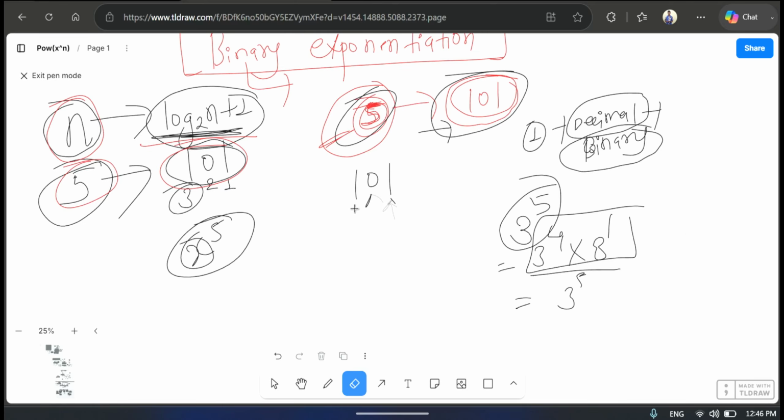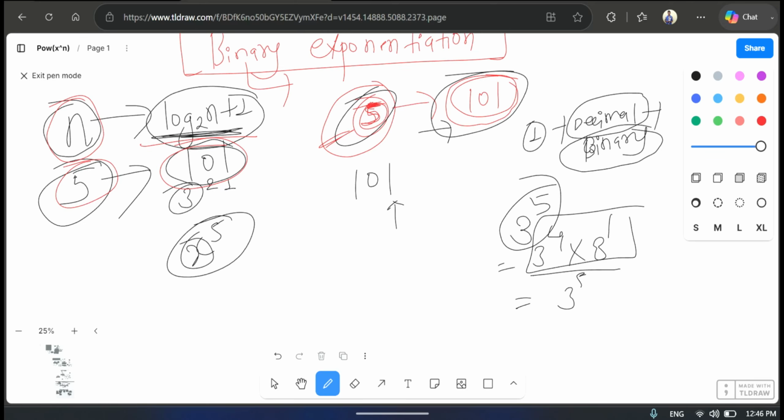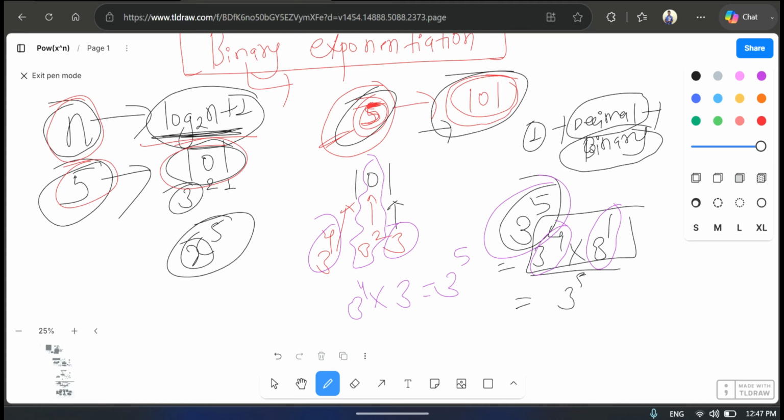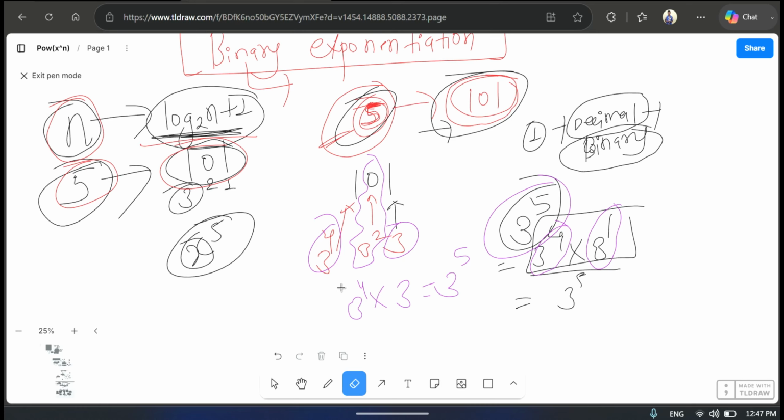Now if you put those values here, you can put 3 here, 3 square here, and then 3 to the power 4 here. You have to ignore this 0 here, because 3 to the power 5 is basically 3 to the power 4 and 3 to the power 1. So you simply ignore the 0 in the binary representation, and then multiply these two values, 3 to the power 4 and 3 itself, and you will get your answer, which is 3 to the power 5. So how can we do this in code actually?